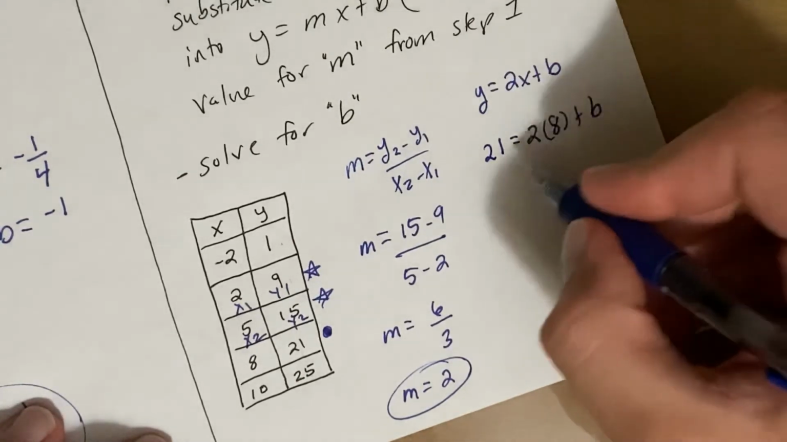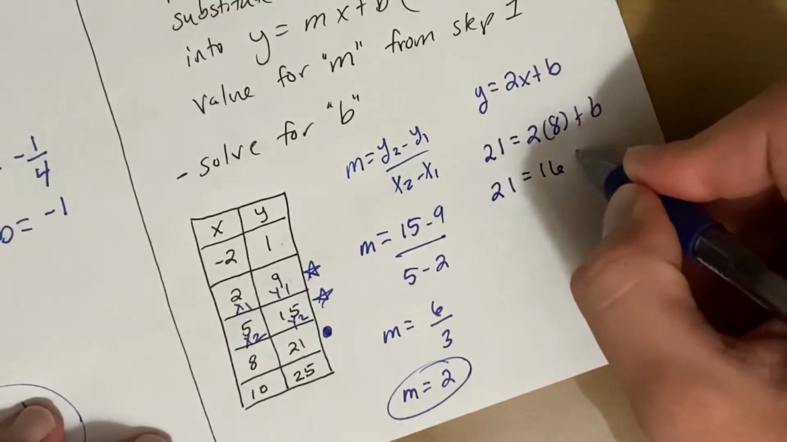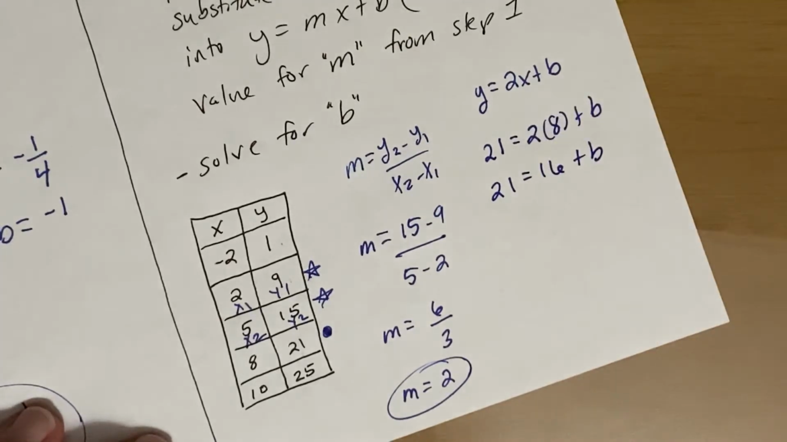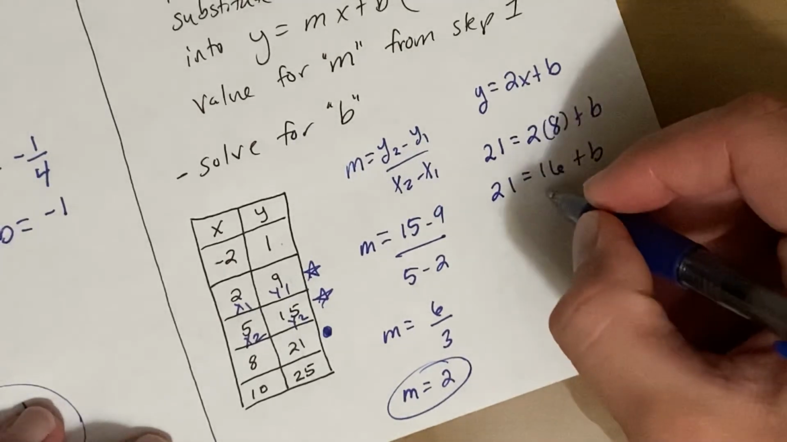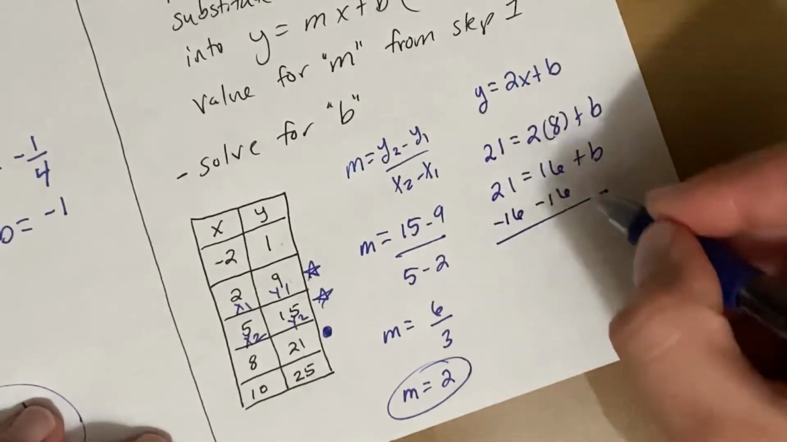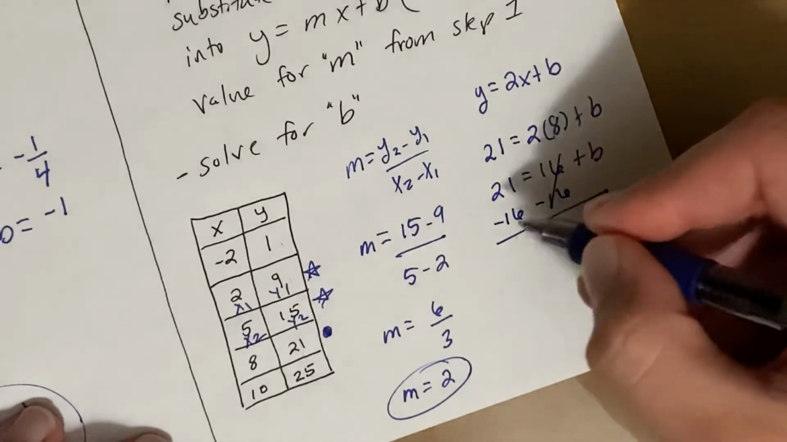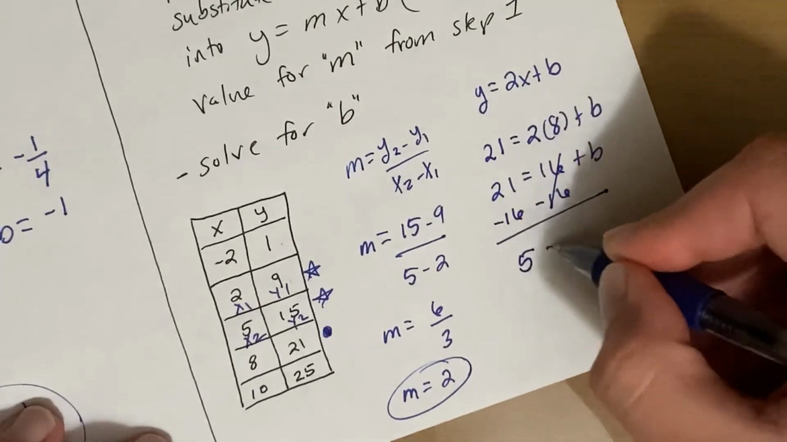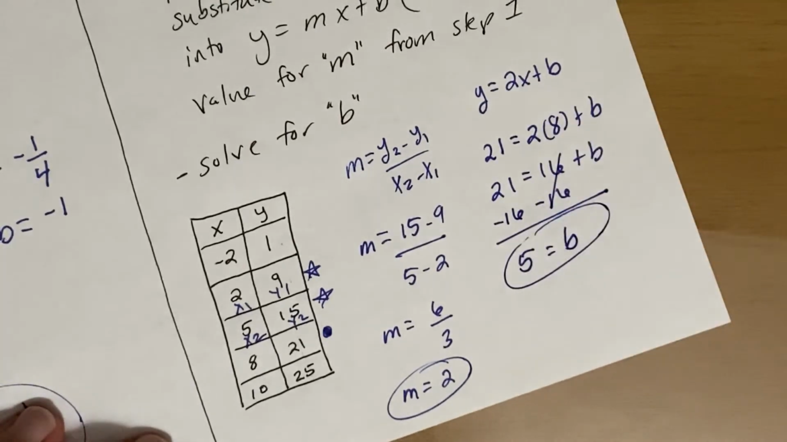Now I just solve that. 2 times 8 is 16. So I have 21 equals 16 plus b. Now, in order to get b by itself, I have to subtract 16 from both sides. Those 16s cancel. 21 minus 16 is 5. So now my equation reads 5 equals b.